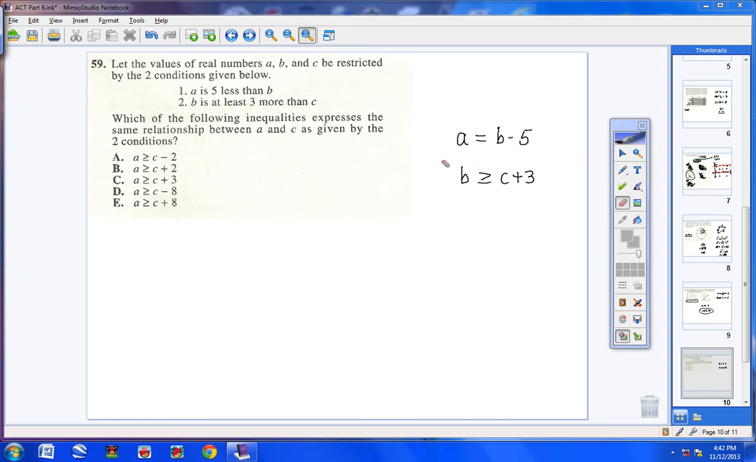Here we go. Let's review very quickly. So A equals 5 less than B, or B minus 5. And then B is at least, so B is greater than or equal to, at least 3 more than C. So C plus 3.